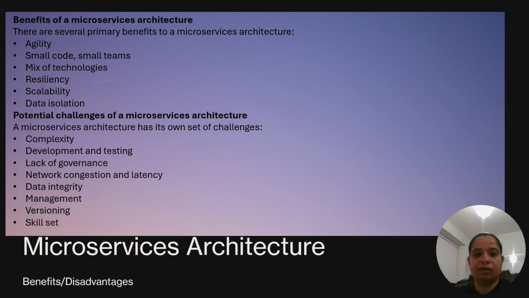The benefits and potential challenges of microservices architecture: the benefits are small code, and small teams can maintain it. It's highly scalable. Resiliency can be achieved. Data isolation is there. But among the potential challenges, development and testing take a lot of time. There is lack of governance, maintenance, and versioning, and the management skill set is difficult to find. So these are the common challenges for microservices architecture.